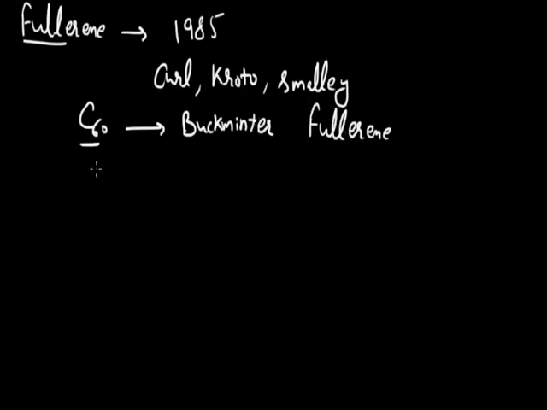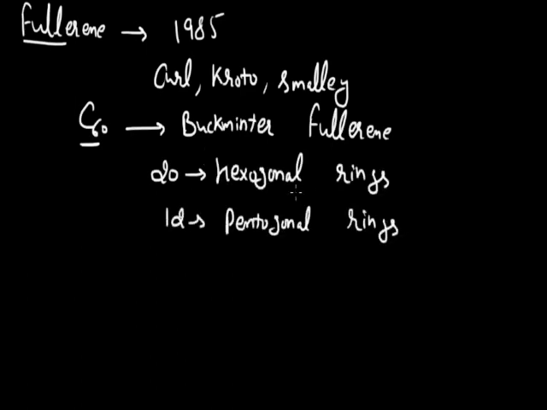If we talk about the structure of fullerene, it exists in a football-like structure which contains 20 hexagonal rings and 12 pentagonal rings, and these rings attach with each other to form a football-like structure which resembles a geodesic dome architected by Buckminster Fuller. So this C60 molecule is also known as Buckminsterfullerene.